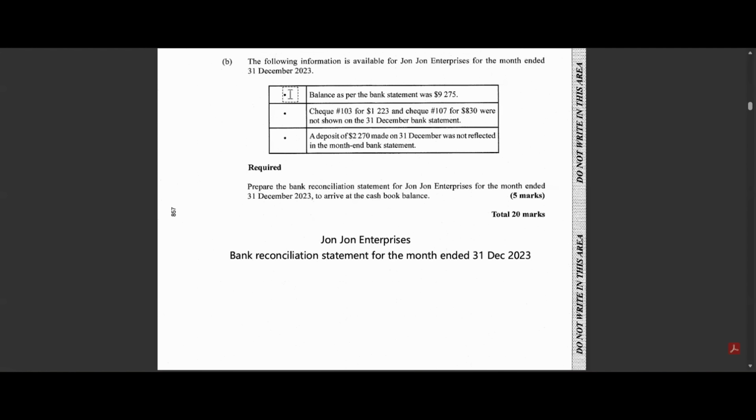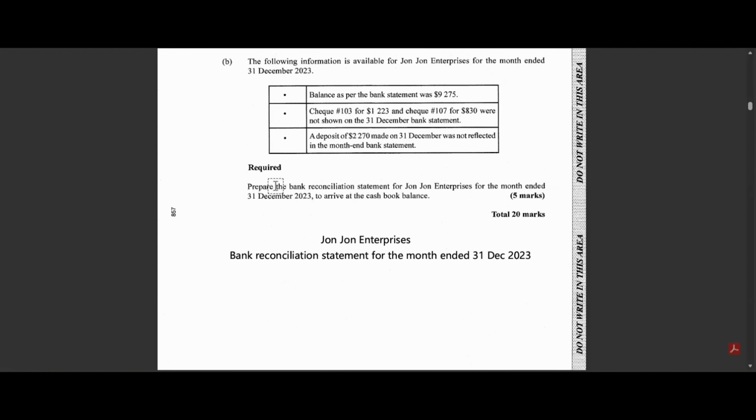Alright, good. Now let's go back to the information and let's see what we have to work with. The following information is available for John Enterprises for the month. Balance as per bank statement 9275, check number 103 for $1,223 and check number 107 for $830 were not shown on the December bank statement. Now these checks would have been unpresented checks, guys. Secondly, let's move on. A deposit of $2,270 made on the 31st December was not reflected in the month-end's bank statement. This will now represent your bank lodgements.